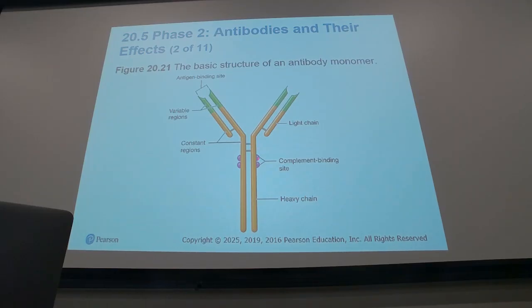Now, in this constant region, because it's the same no matter which antibody you are considering, we have 5 types of antibodies, and you have a place to attach the complement system, part of the classical pathway for activation of the complement system. Now, at the ends of these arms, you have something called the variable region.